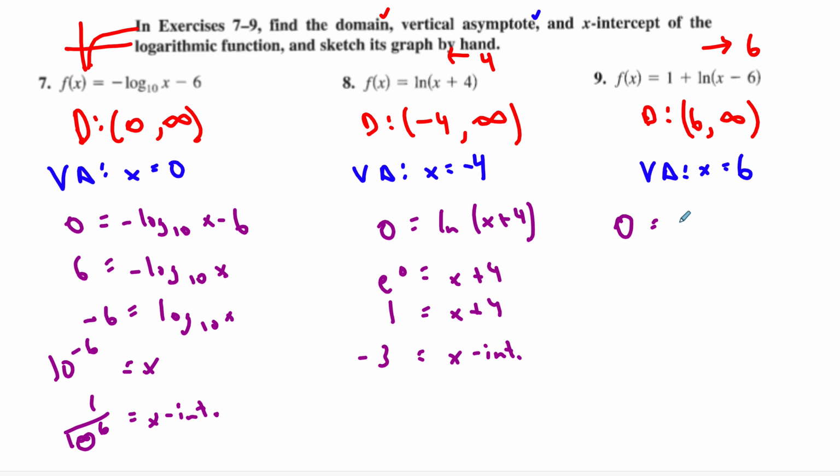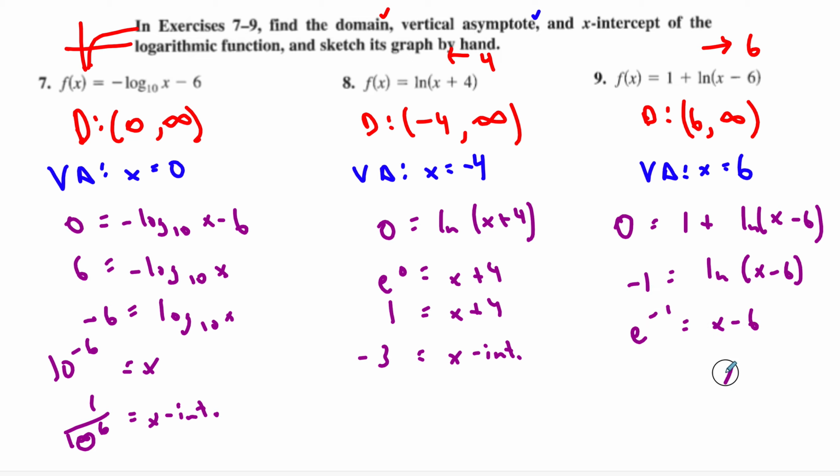Same logic. Before I can rewrite this as an exponential equation, I'm going to have to subtract 1. Exponentiate base e, so e to the negative 1 equals x minus 6. Now I'm going to add 6 to both sides. e to the negative 1 is 1 over e, and I add 6. That is going to be my x-intercept. It's a little bit more than 6.